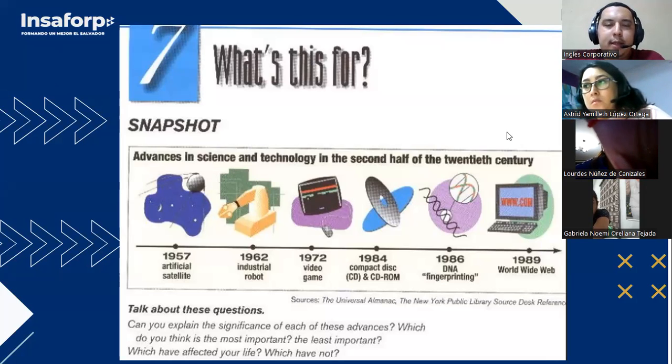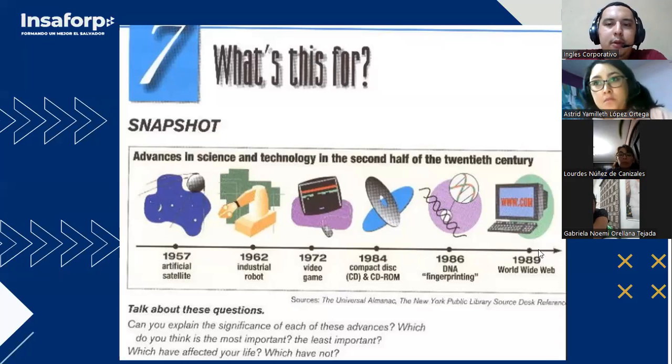Hello, guys, we are back. And today's topic is a snapshot. Here we have a timeline. How can we know, or how can we infer, to use a better word, that this one is a timeline? Maybe you can see the dates, right? You have 1957, 1962, 1972, 1984, 1986, 1989.